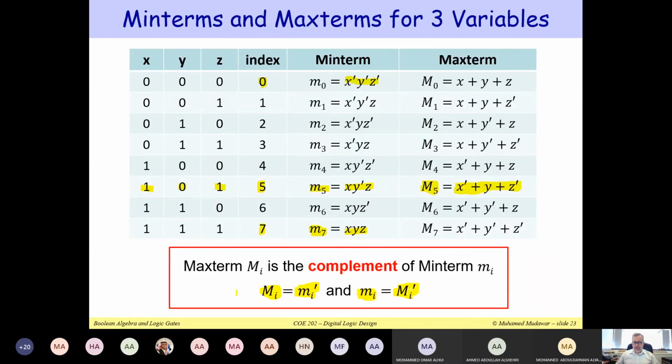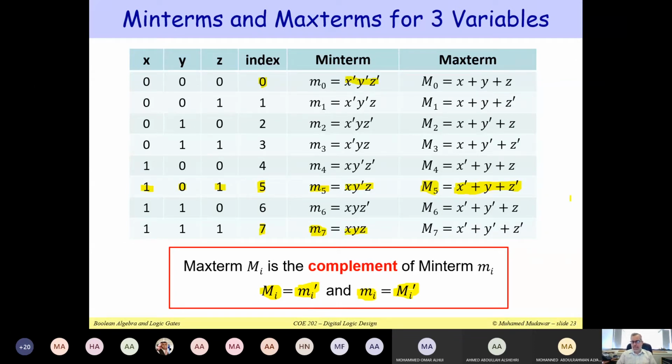So if you look at this slide, 1, 0, 1, notice that x is equal to 1, so in the minterm, we wrote x. Whereas in the max term, we wrote x prime. Notice that y equals 0, so in the minterm, we wrote y prime, whereas in the max term, we wrote y. z is equal to 1, we wrote z in the minterm, and z prime in the max term. So this is how we define algebraically the minterm and the max term.